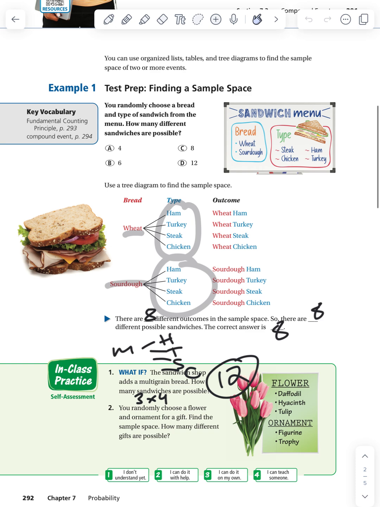Okay, number 2, you randomly choose a flower and ornament for a gift. Find the sample space. How many different gifts are possible? There are 3 types of flowers and 2 types of ornaments, so there should be 6 different gifts possible.